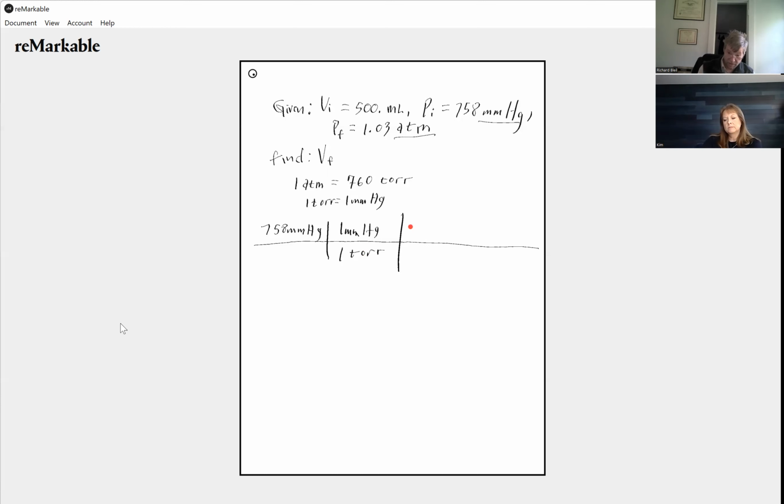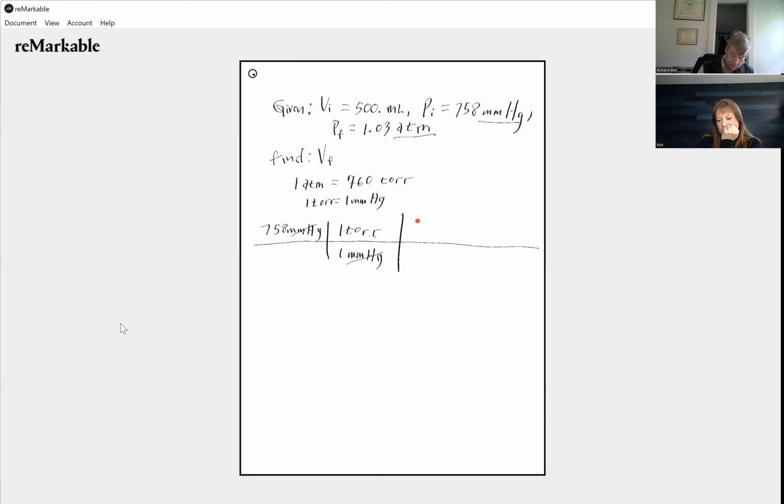Look, I have millimeters of mercury in the numerator. The next step, I need to cancel millimeters of mercury. I need to put it in the denominator, not the numerator. In this particular example, I would end up with the same thing because it's just a 1-to-1 ratio. Remember factor label. Each step, you want to cancel the unit.